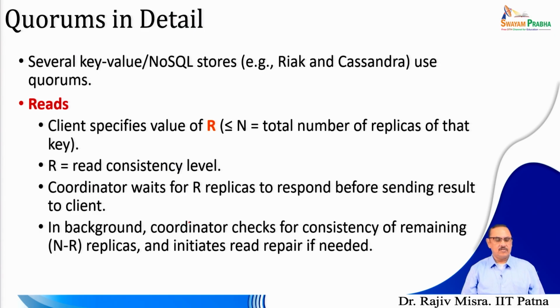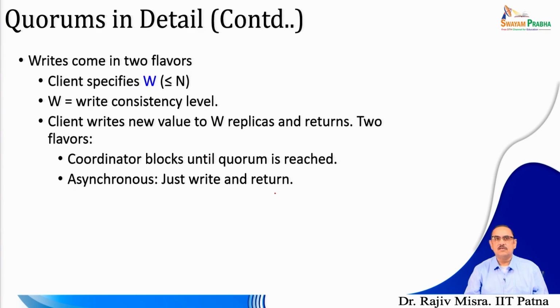So, quorums in detail. Several key-value and NoSQL stores, such as Riak and Cassandra, use quorums. As far as the read is concerned, the client specifies the value of R, which is less than or equal to n, the total number of replicas of that key. R is nothing but the read consistency level. The coordinator waits for R replicas to respond before sending the result to the client. In the background, the coordinator checks the consistency of the remaining n minus R replicas and initiates read repair. That is how eventual consistency is preserved.